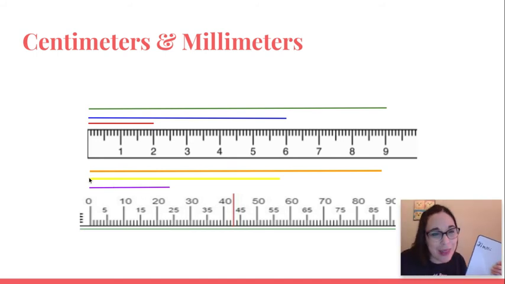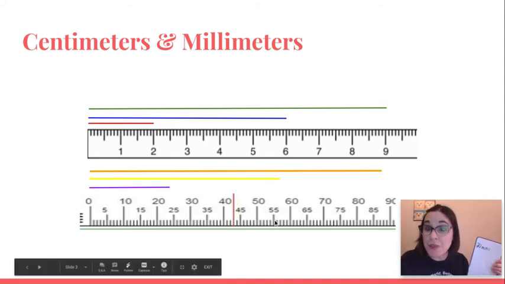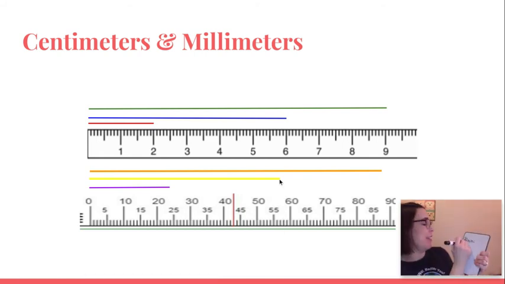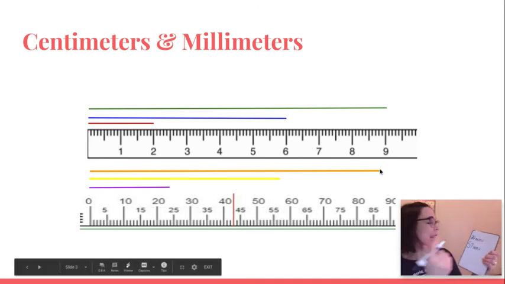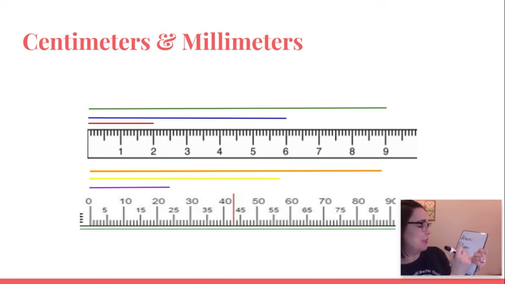Let's look at the yellow line. All the way over, it's 50 whole. We'll start from 55, 56. It looks to be about 57 millimeters. And let's look at that orange line. All the way past 80, past 85, I'm going to say about 87 millimeters.